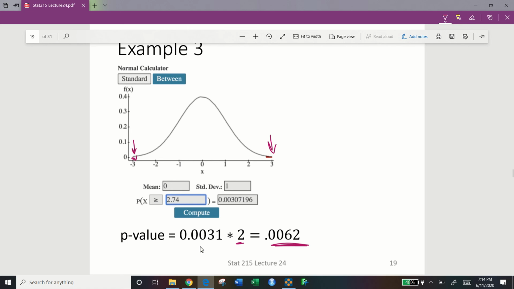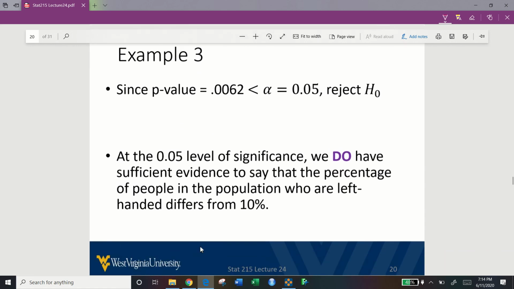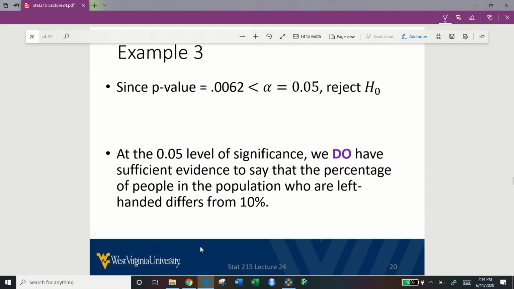This means that it's decision time. Since our p-value is 0.0062, and that is clearly less than our alpha value of 0.05, we can go ahead and reject our null hypothesis. At the 5% level of significance, we can conclude that we do have sufficient evidence to say that the percentage of people in the population who are left-handed is different from the stated 10%.